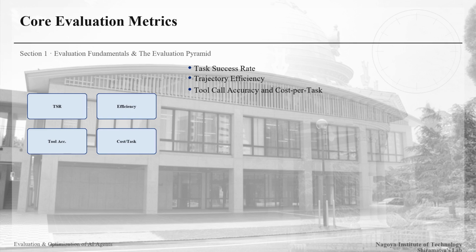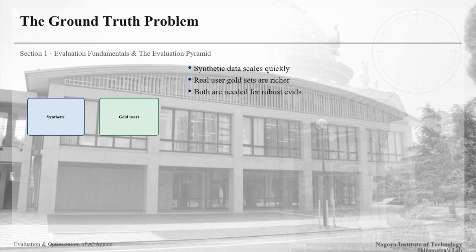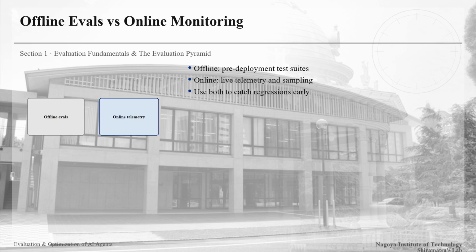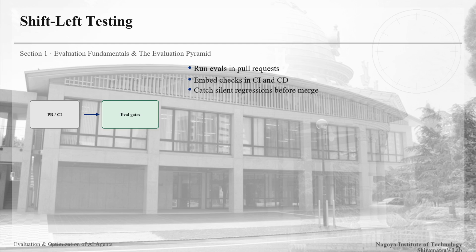Core metrics include task success rate, trajectory efficiency, tool call accuracy, and cost per task. Ground truth is hard. Synthetic sets scale, while real user gold standards capture production reality. Offline evals protect before deploy. Online monitoring watches live telemetry after release. Shift-left testing moves evaluation into developer pull requests and CI workflows before production.